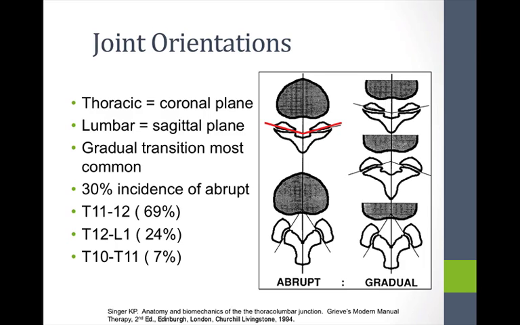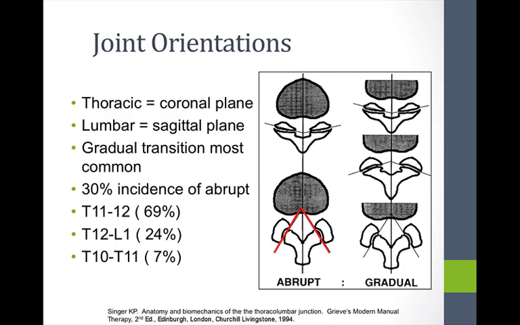Two reported that in the majority of specimens there was an abrupt transition, 66 to 94%, and it most commonly occurred at the level of T12-L1, followed by T11-T12. And another study reported gradual transitions in 97% of the spines they looked at.